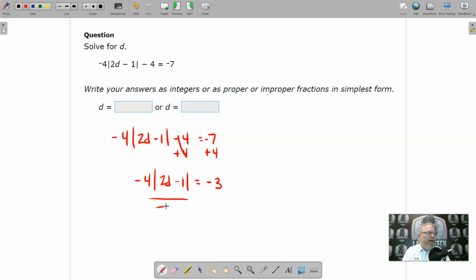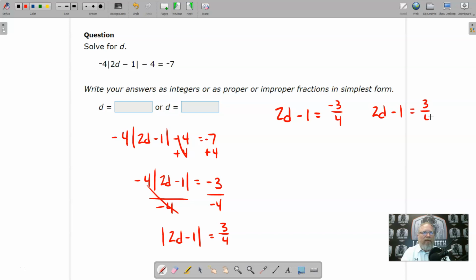Now I need to divide by negative 4. Those are going to cancel, leaving me with the absolute value of 2d minus 1. And then a negative divided by negative is positive, and 3 divided by 4, we'll just leave that as 3 over 4. Now that we have our absolute value portion isolated on one side, let's create our two mini equations, or two special cases. 2d minus 1 is going to equal negative 3 over 4. And our other situation is 2d minus 1 is going to equal positive 3 over 4.